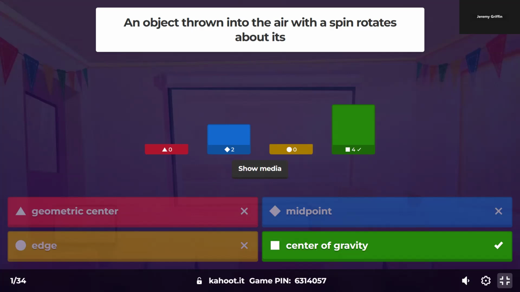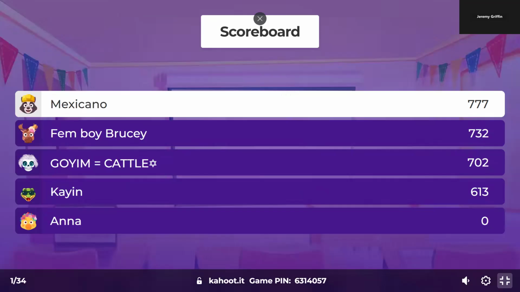Does that answer go on to? Yeah, I would rewrite these down. Yeah, it's the very first question, isn't it? Very first question. Yeah, an object thrown in the air with a spin rotates about. This could be on Google Classroom. Yeah, I can put them on there. Yes. All right, getting some points.